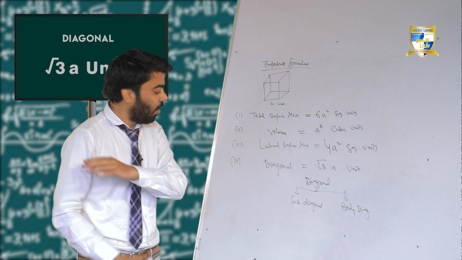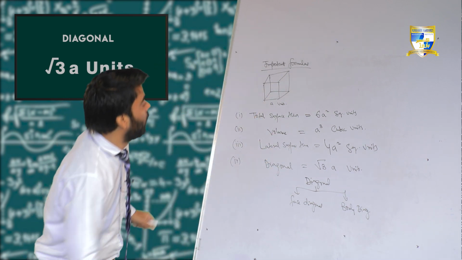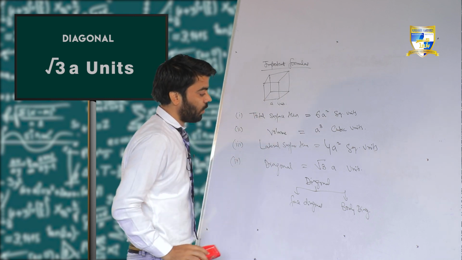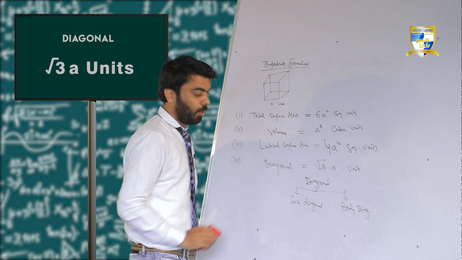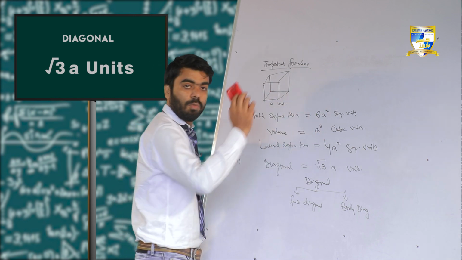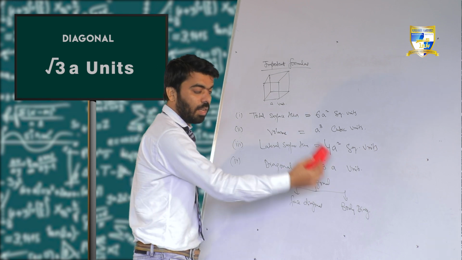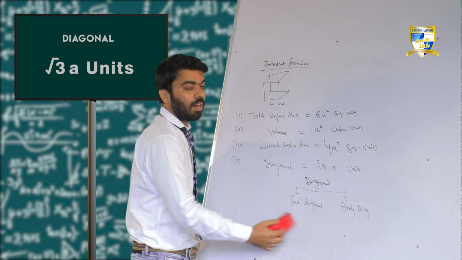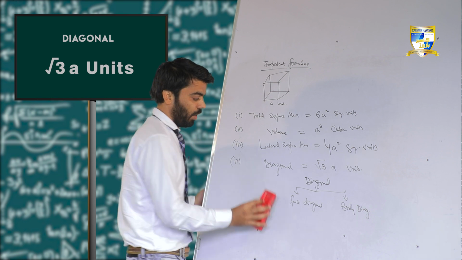Let us move on. This was about the cube. Total surface area is equal to 6A square. Volume is equal to A cubic units. Lateral surface area is equal to 4A square. Diagonal is equal to root 3A units, and diagonals are of 2 types, face diagonal and body diagonal.